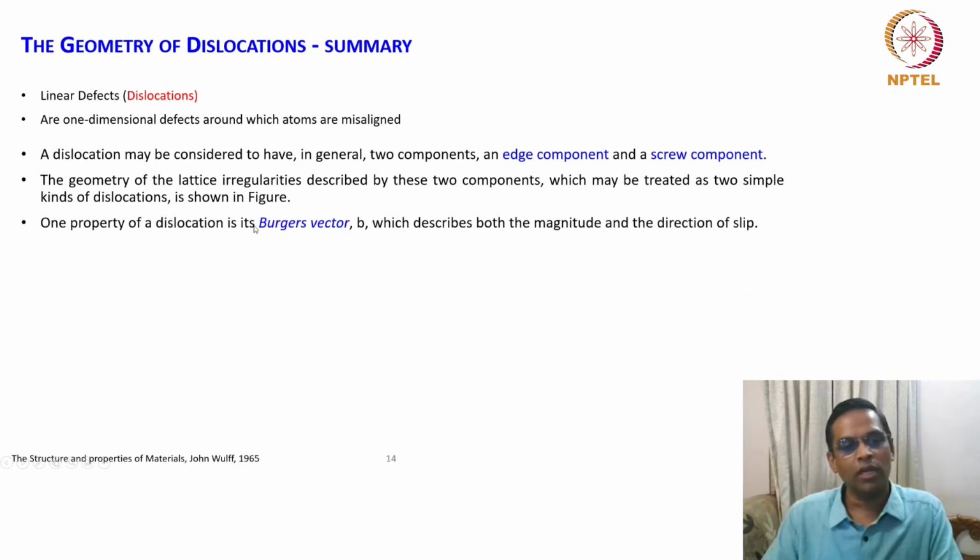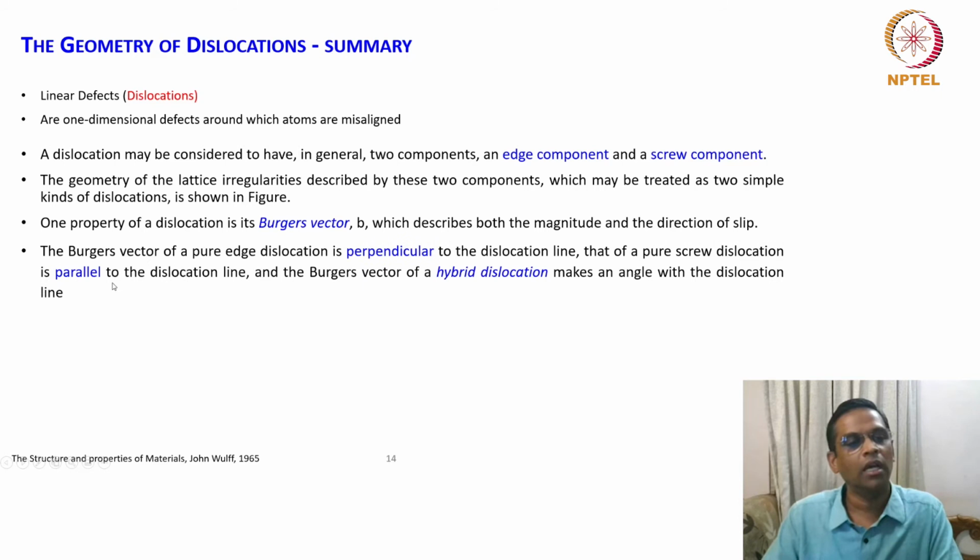And one property of a dislocation is its Burgers vector, b, which describes both the magnitude and the direction of the slip. The Burgers vector of a pure edge dislocation is perpendicular to the dislocation line. That of a pure screw dislocation is parallel to the dislocation line, and the Burgers vector of a hybrid dislocation makes an angle with the dislocation line.